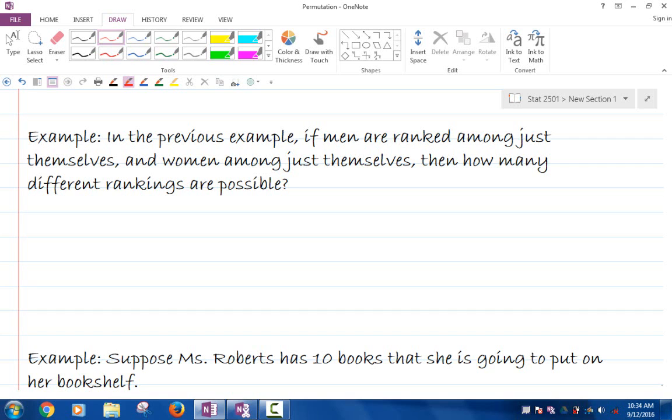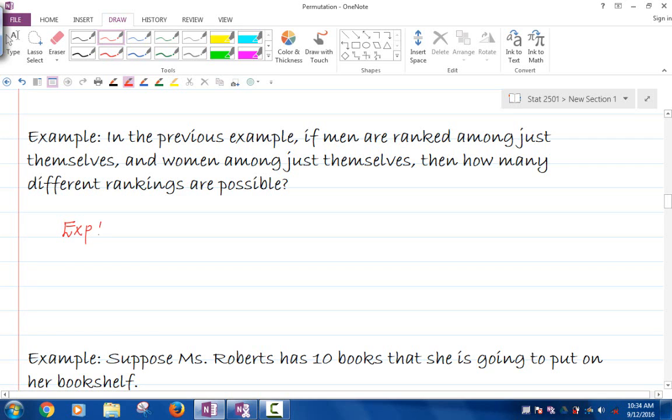21 factorial plus 5 factorial. Does everybody agree with that? Somebody said no. Why? Times 5 factorial? Okay, why? Very good. So for every ranking of the female students, there are 21 factorial rankings available for the male students, right?